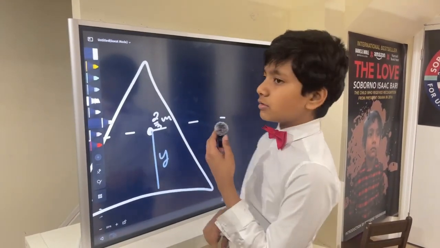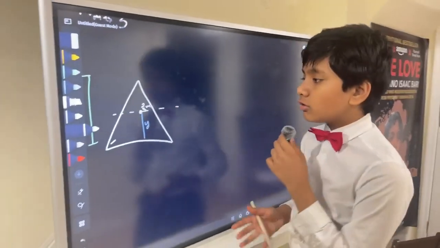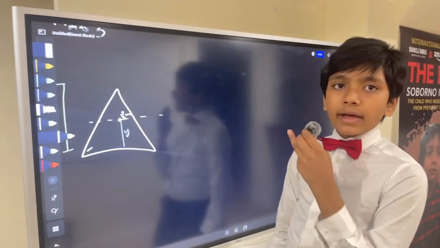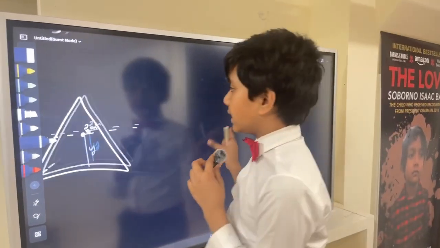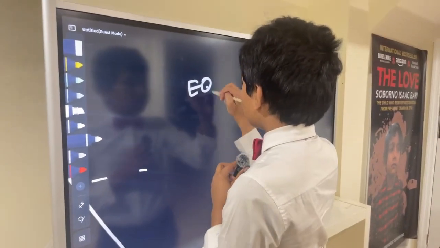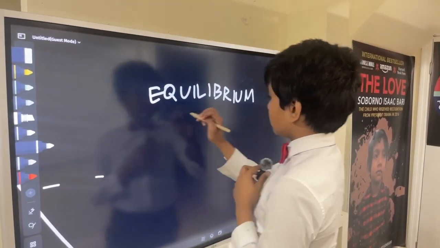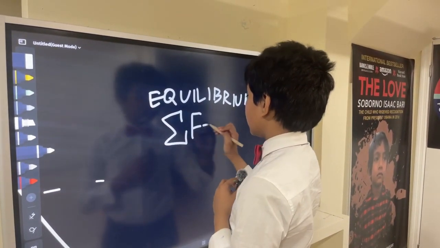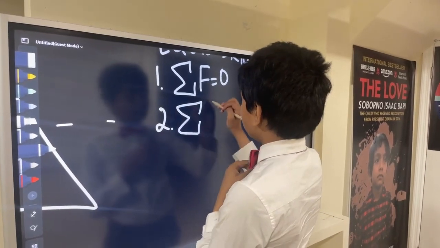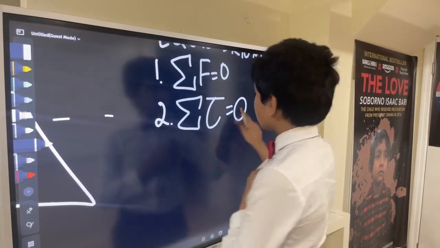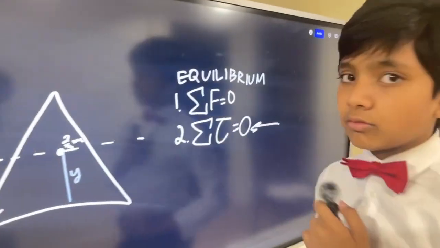So now we have to do a little something called torque balance. So, what does this mean? Well, this triangle, we don't want it to rotate or break. So, that means that it has to be in equilibrium. And there are 2 conditions for equilibrium. 1, net force equals 0. And 2, net torque equals 0. And now, the second one is the more important one to us.